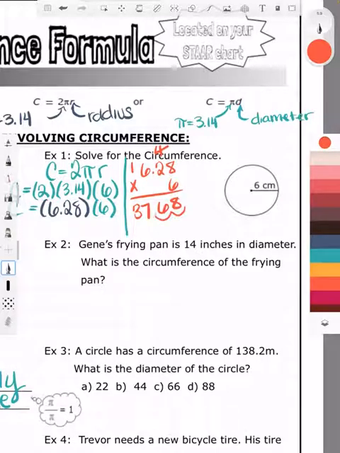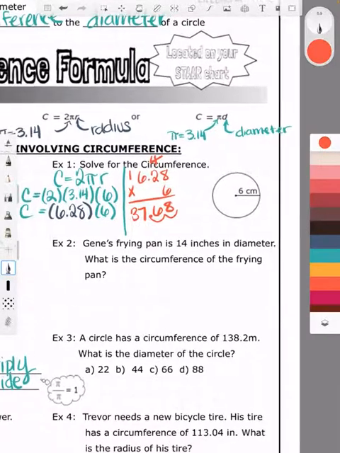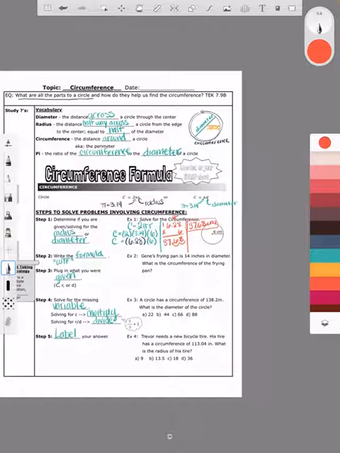Move my decimal 2 places over. And now we have 37. I'm sorry, I put my decimal in the wrong place. We have 37 and 68 hundredths. And as our note said, our last step is to label centimeters. So that's all there is to that one.